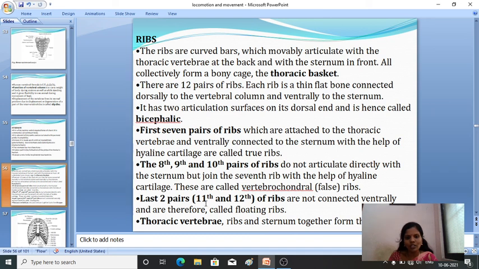Then the last 2, that is the 11th and 12th pairs of ribs, are not connected ventrally and therefore are called floating ribs. Fine. Then the thoracic vertebrae, ribs and sternum together form the rib cage. The thoracic vertebrae, ribs and sternum together are called the rib cage.